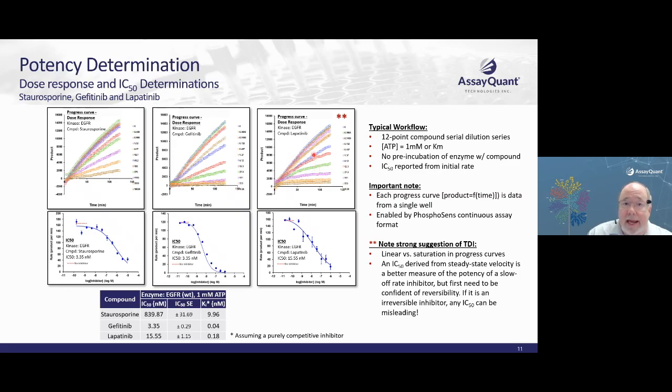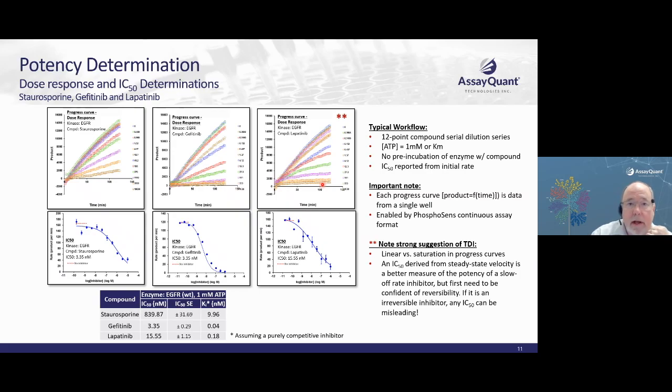So if you're going to get an IC50, you're going to get a different IC50 if you take it at this point as opposed to taking it at this point. And if you're doing a slow off-rate inhibitor, then the best IC50 to report is the steady state velocity over here. But really, it's best to report kinetic parameters for any kind of time-dependent inhibitor. But before we report anything, we need to know whether this time-dependent inhibitor is reversible or irreversible.